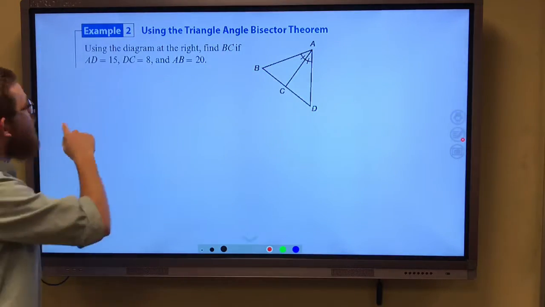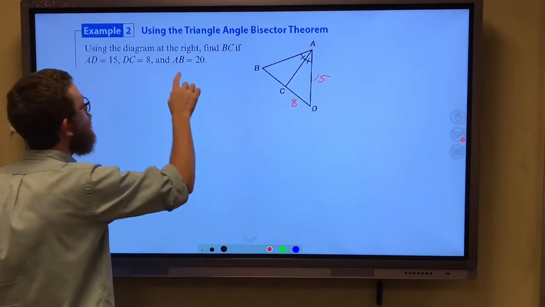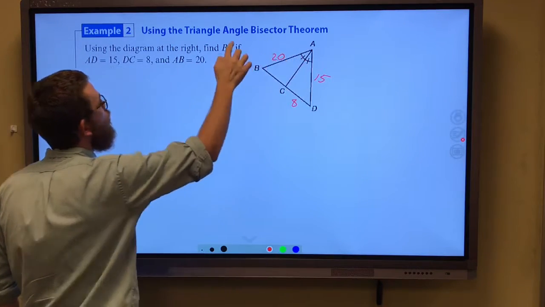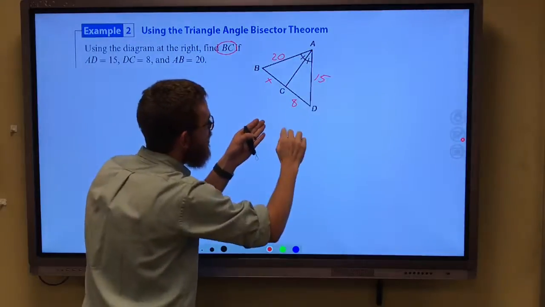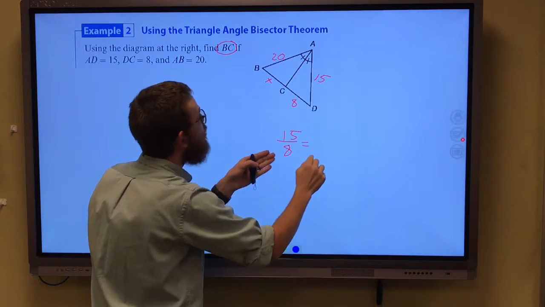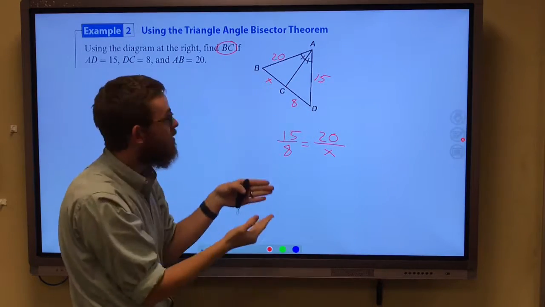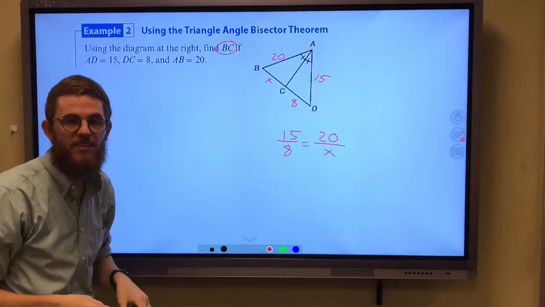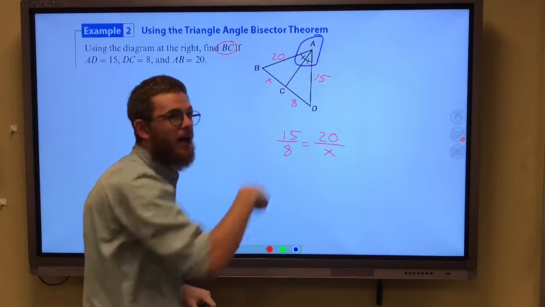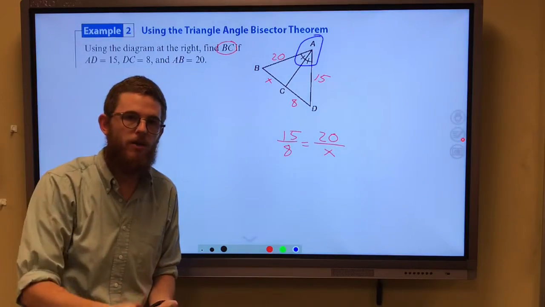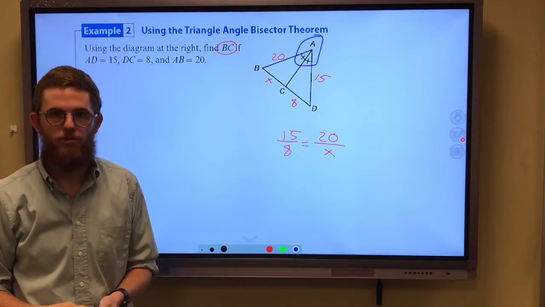So here, if we know that AB is 15, we know that DC is 8, we know that AB is 20, we want to find BC, I'm going to let that be X. Well, we know that 15 to 8 is going to equal 20 to X. The entire side to that piece is going to equal the entire side to that piece, because that angle was bisected right there, so we're able to use the triangle angle bisector theorem. That's what we just did. That theorem allows us to set up these proportions.